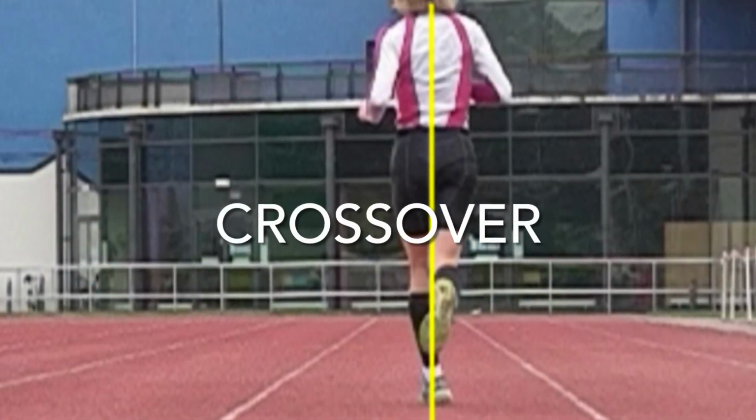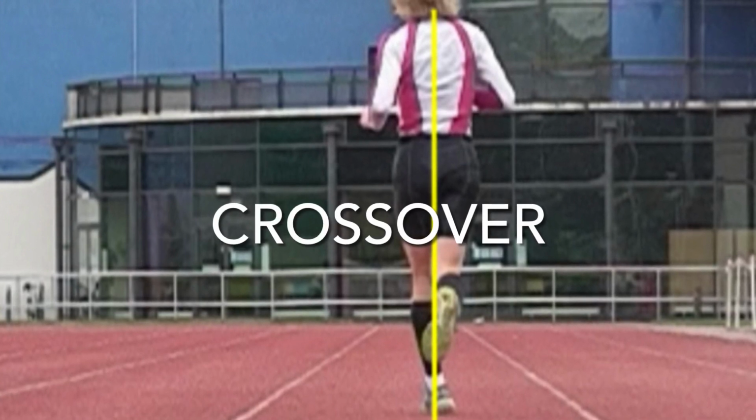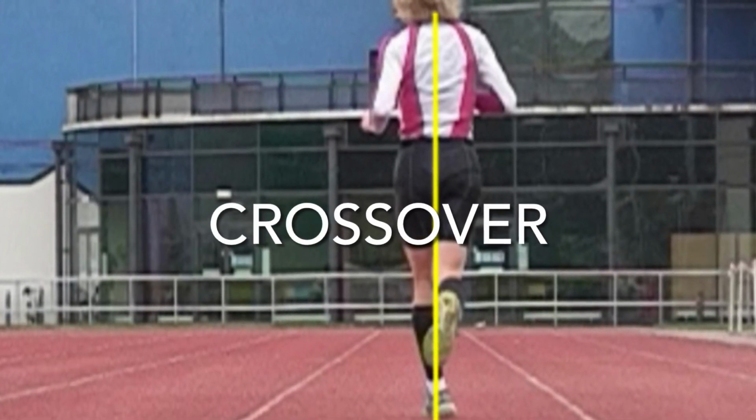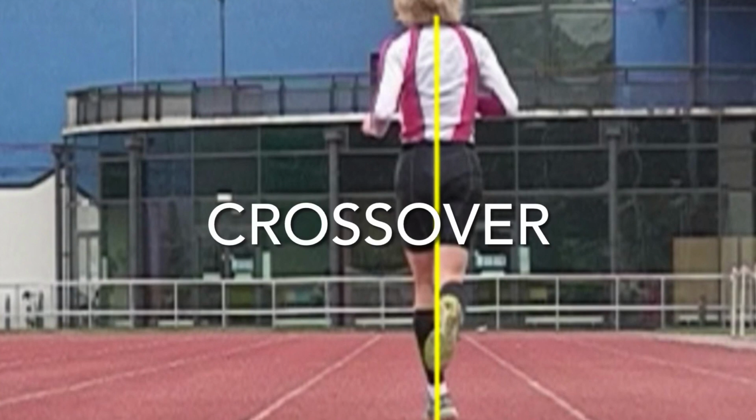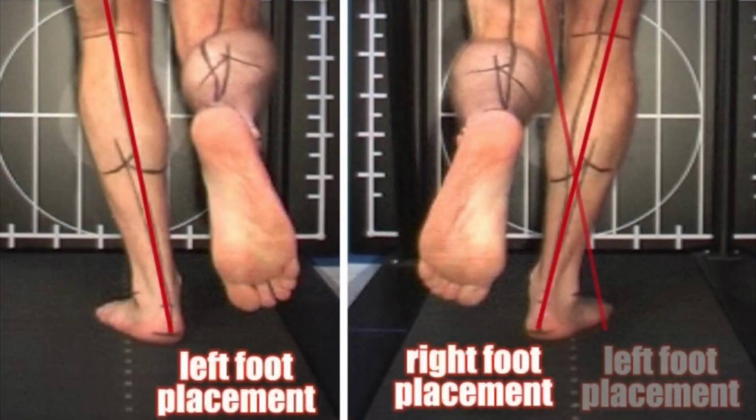Secondly, could be the presence of crossover. A crossover gait involves running with your feet crossing the midline of your body. This running style decreases running efficiency and may set you up for future injury. This image shows a crossover gait. As you can see, the left foot crosses over the midline of the body, as well as the right foot crosses over the midline of the body.